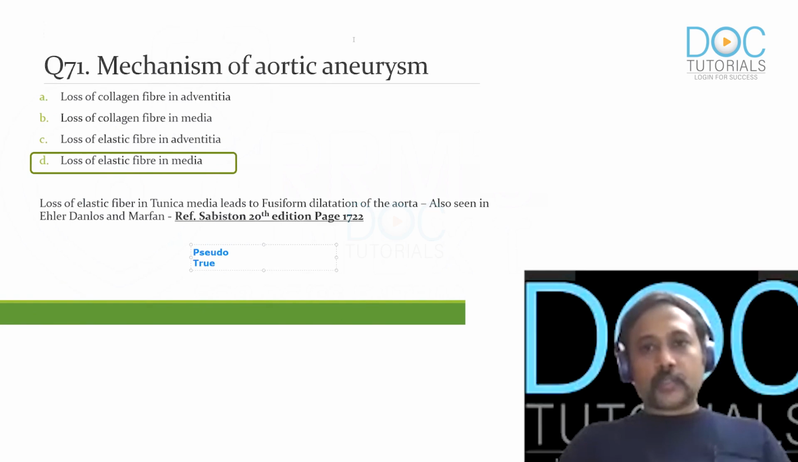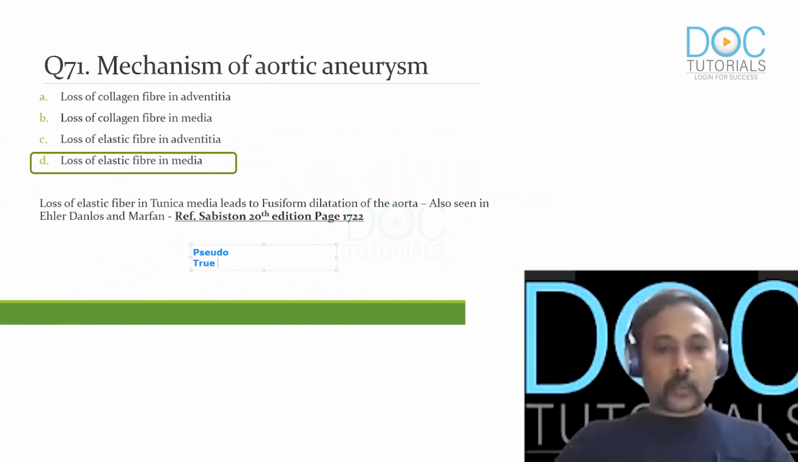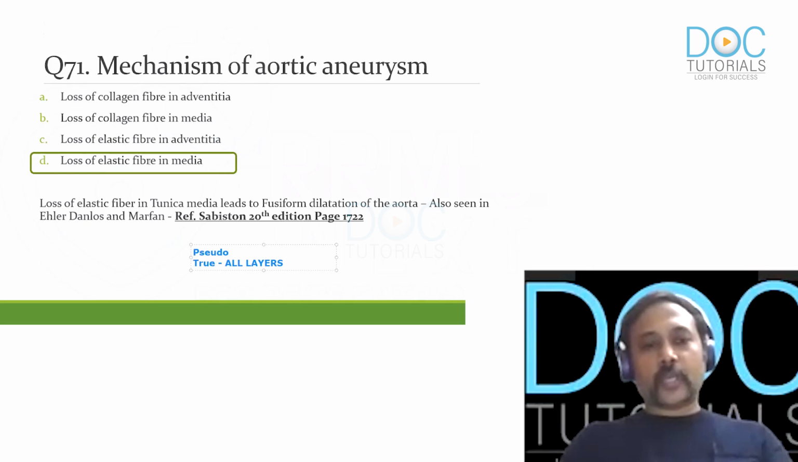Yes. So when all the layers of the wall are involved, that is going to be a true aneurysm. So why then are we talking about loss of elastic fibers in the media only here? Should it not be everywhere, no?